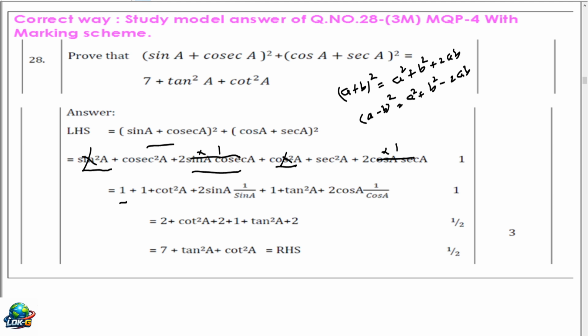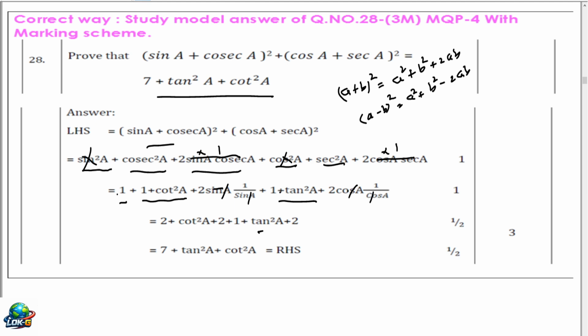Are you getting me? Then what are you left with? Cosec square A can be written as 1 plus cot square A. Sec square A can be written as 1 plus tan square A, because the final answer we have to keep in tan and cot. Now you can observe, they have written it here. Now go on counting the numbers. 1 plus 1, 2. 2 plus 2, 4. 4 plus 1, 5. 5 plus 2, 7.